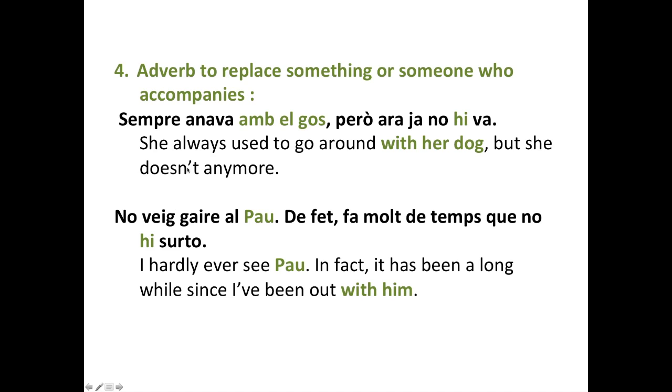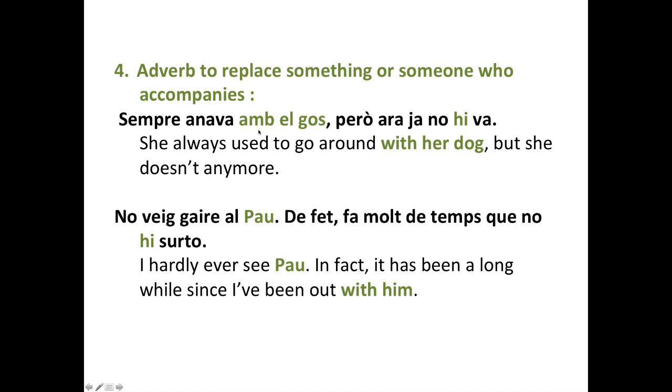Let's take this example sentence. Sempre anava amb el gos, però ara ya no iba. She always used to go around with her dog, but she doesn't anymore. With her dog, what's accompanying her? Her dog. So basically, it is "with".